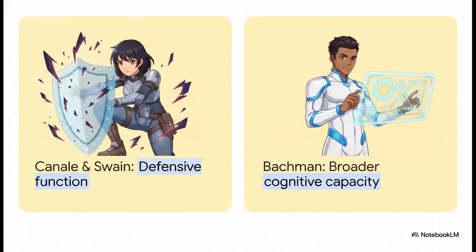What's really cool is seeing how academic thought on this has evolved. Back in 1980, the Canale and Swain model viewed this competence mostly as a defensive compensatory function. It was basically just a backup repair tool for when communication crashed and burned. But roll the clock forward a decade, and the Bachman model expanded this dramatically. Bachman said, actually, strategic competence isn't just a backup plan, it is a highly active, broader cognitive capacity. It involves constantly assessing the situation, planning your language use, and executing it. It's basically the executive control center for all of your communication.